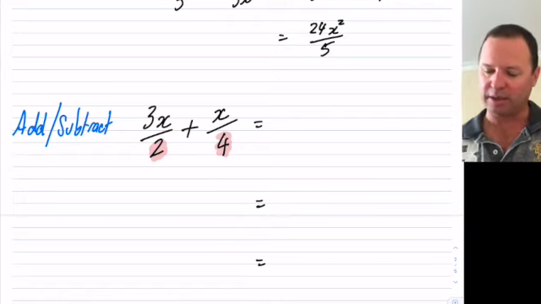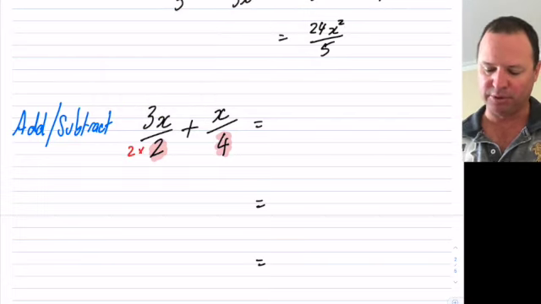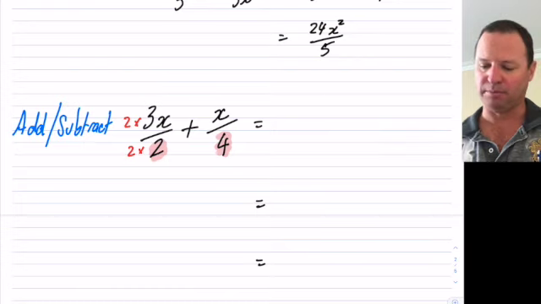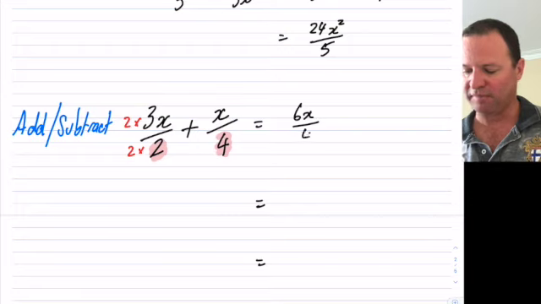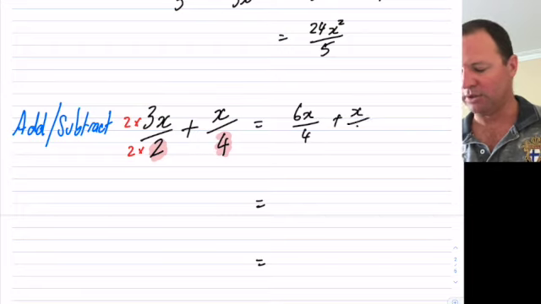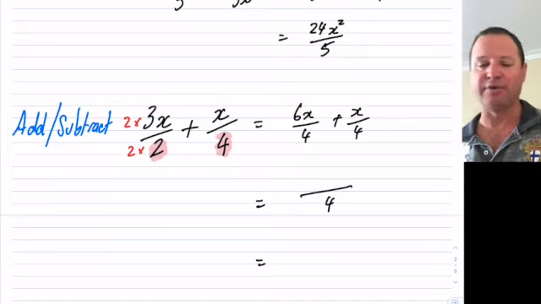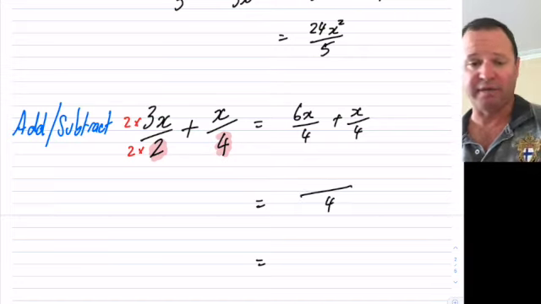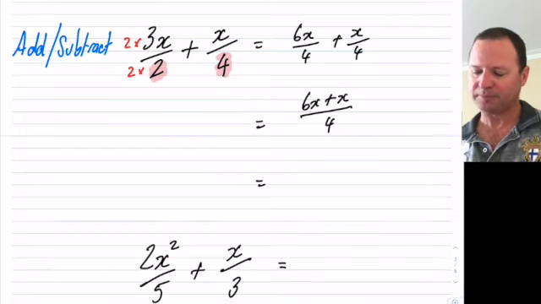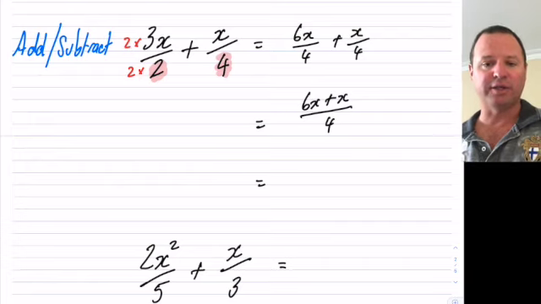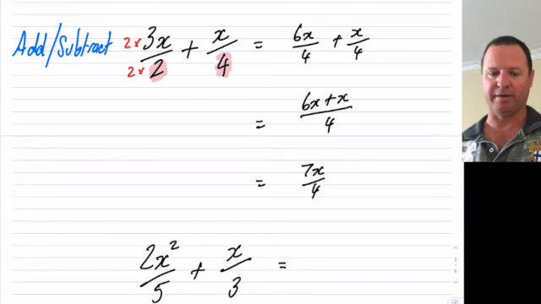So how do I get that up to a 4? I'm going to have to multiply by 2, and that means I'm going to have to multiply the top by 2 as well. So then I'm going to end up with 6x on 4 plus x on 4. Now I've got my common denominators. I know my denominator is going to be 4. Now I've got 6x plus x. Now they are like terms, like what we discussed last time, and I've got 7x on 4, and I'm finished.